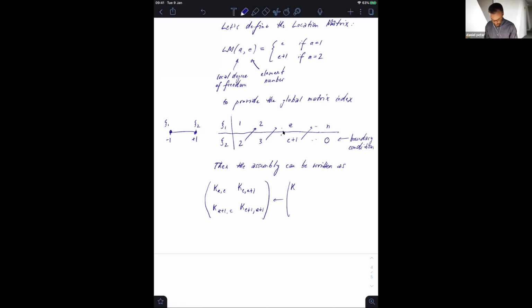And the assembly means we add to that existing index, or these existing values that we already have at these positions, the local contribution, which is always our k11 for element E, k12, k21, and k22. And that's our local element contribution.